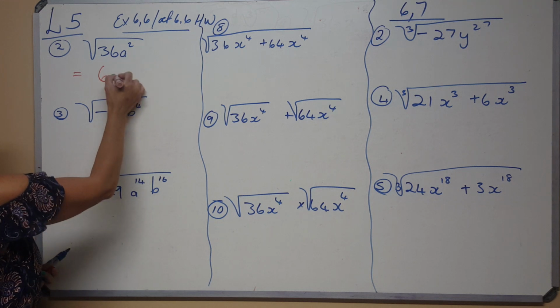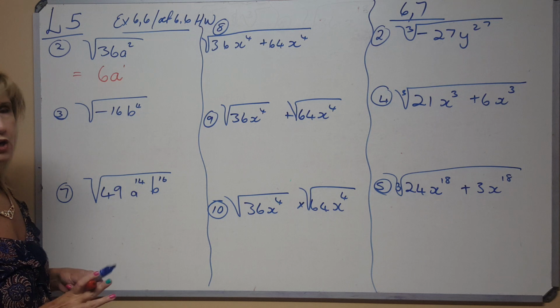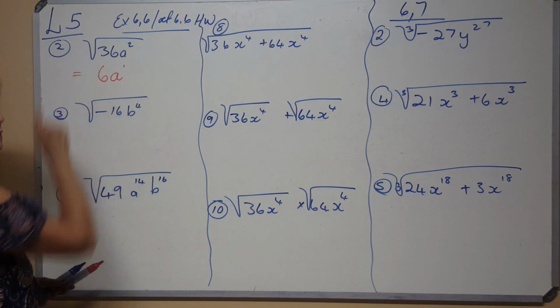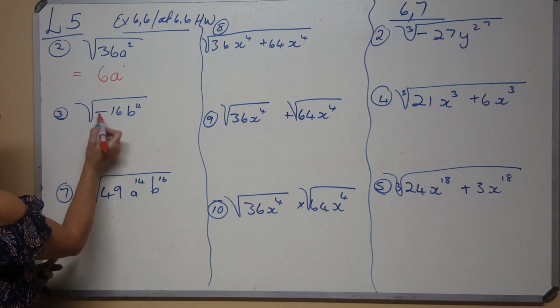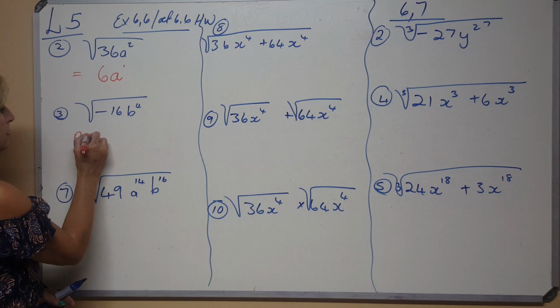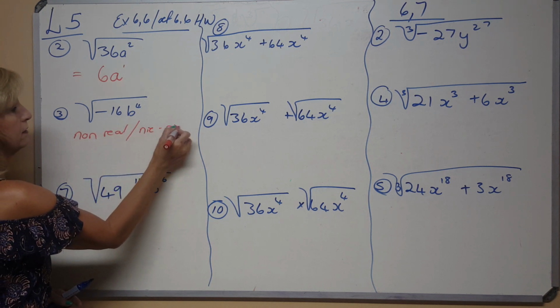So dan gaan dit wees a tot die mag 2 gedeel deur 2 wat 1 is. As jy wil, if you don't have to put that 1 there, it's 2 divided by 2. Remember, if there's nothing there, there's a 2. So, minus 16, non-real. Hier is geen reële antwoord.